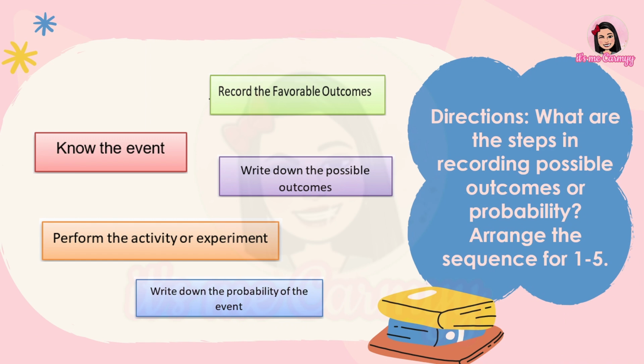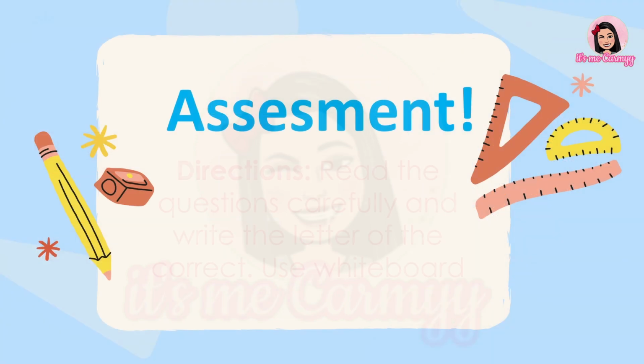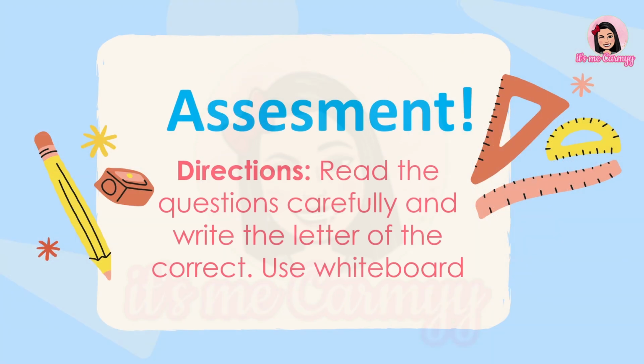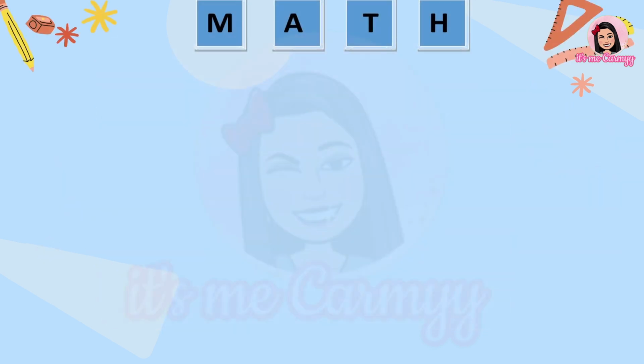Directions: what are the steps in recording possible outcomes or probability? Arrange the sequence from 1 to 5. Directions: read the questions carefully and write the letter of the correct answer. Use the whiteboard in answering.